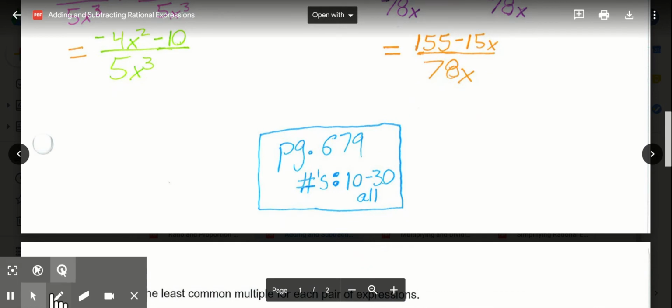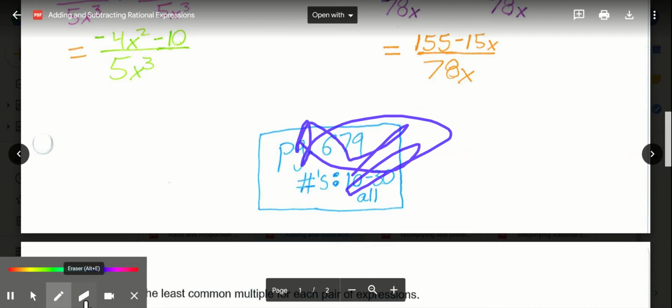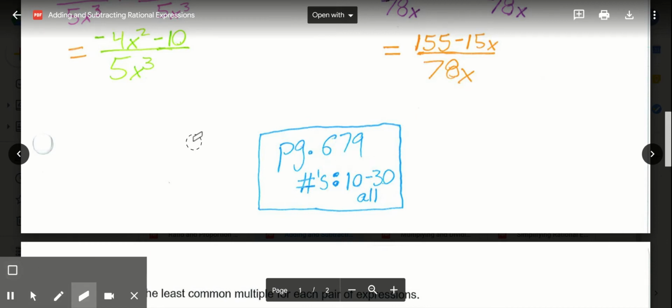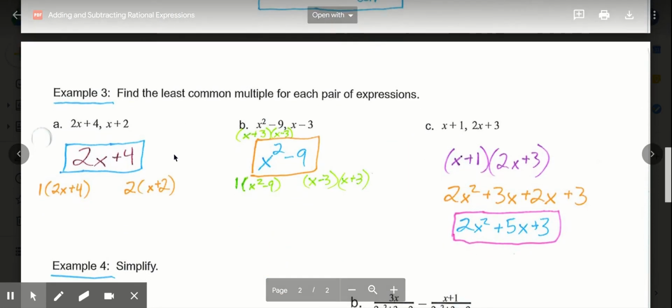Now ignore that note here with the page number. Don't need that. That was for a regular school year piece. And we're going to look at this part here.